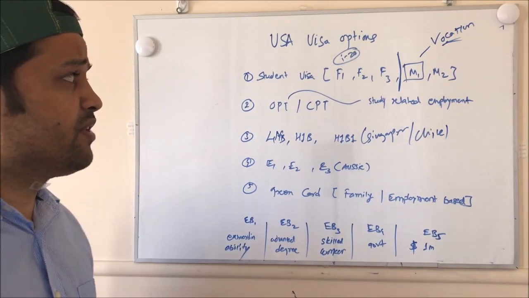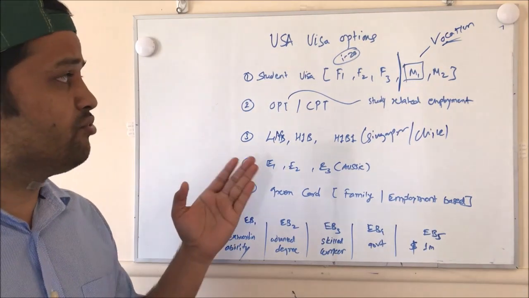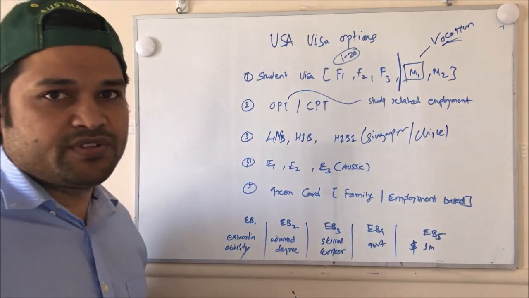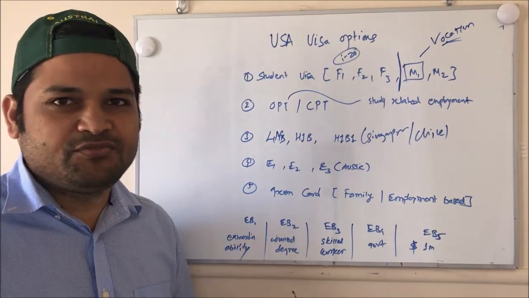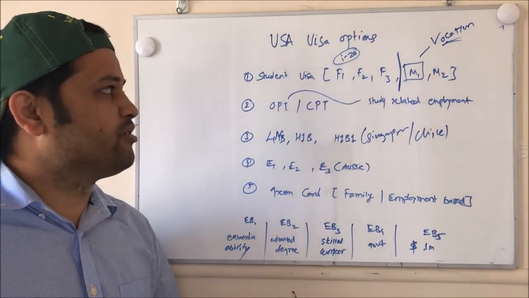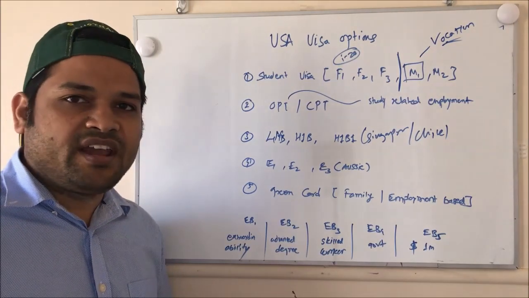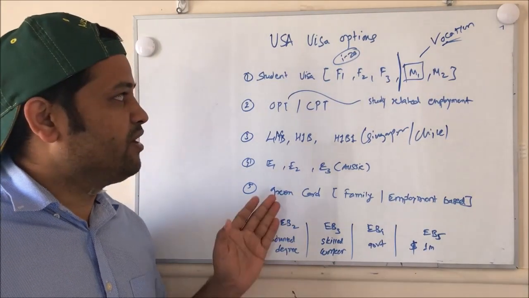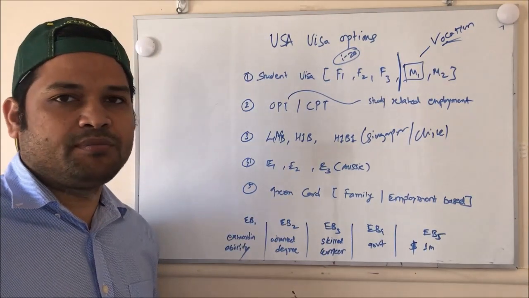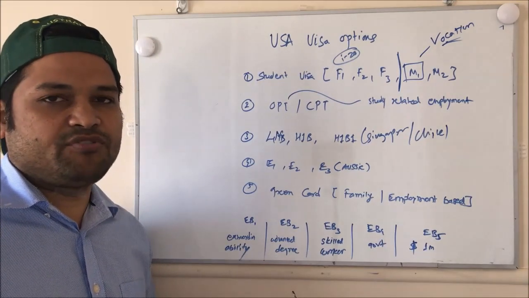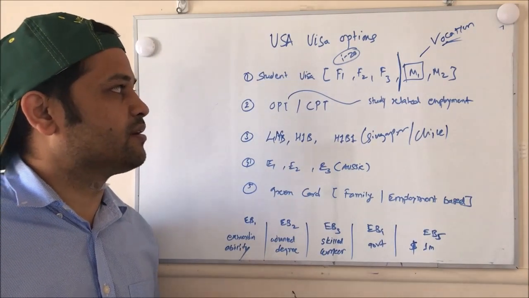Now let us see what is the difference between F1, F2, F3. F1 is a student visa, as I said. F2 visa is for the dependents of F1 students. And finally, F3 visa is for Mexican and Canadian citizens. This F1, F2 is required only for the people from other countries apart from Canada and Mexico.